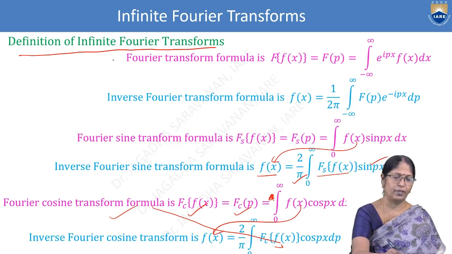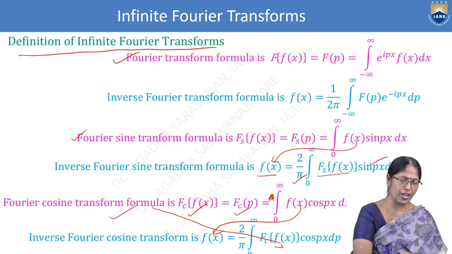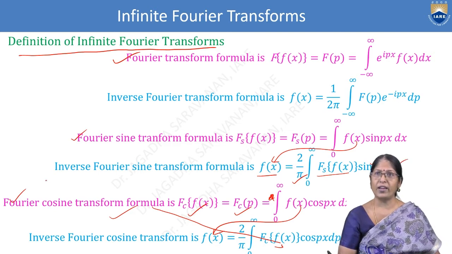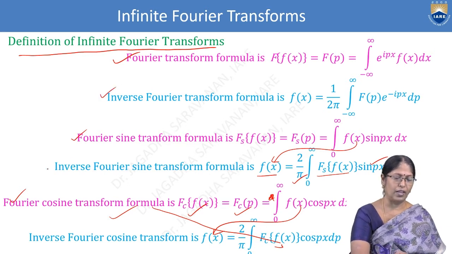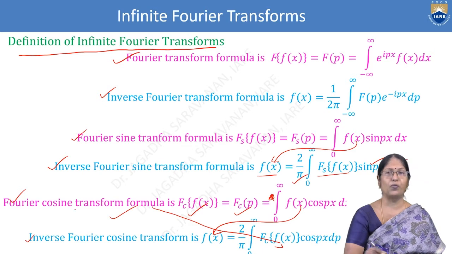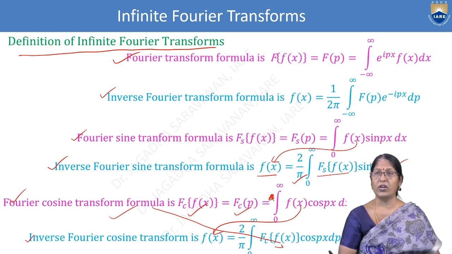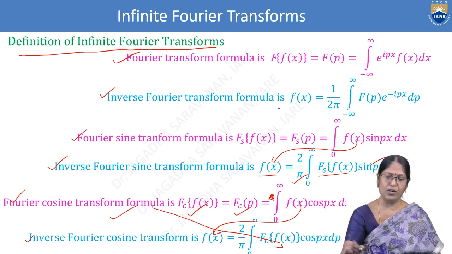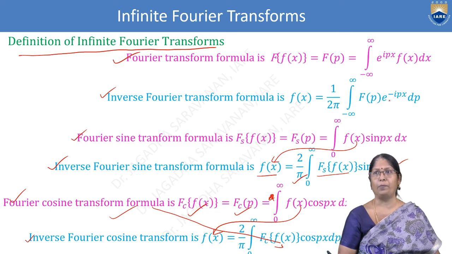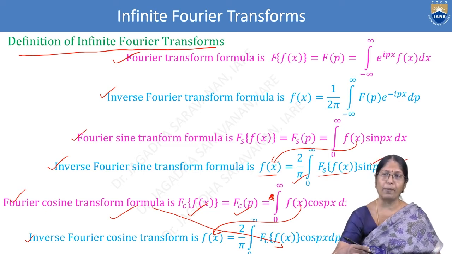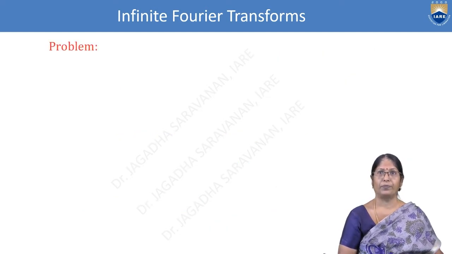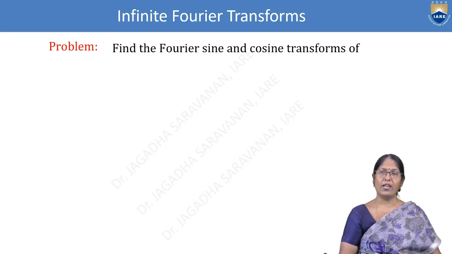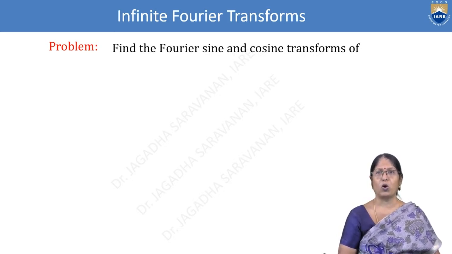Fourier sine and Fourier cosine are integrated with respect to x, whereas inverse Fourier sine and inverse Fourier cosine are all integrated with respect to p. If we do a comparison study with the inverse Fourier e power minus ipx, then it is easy to memorize. So now, based on these formulas, we will solve the problems.